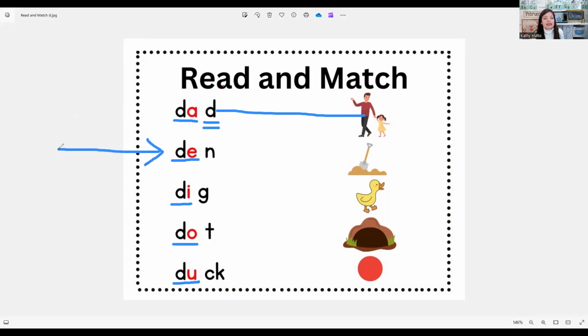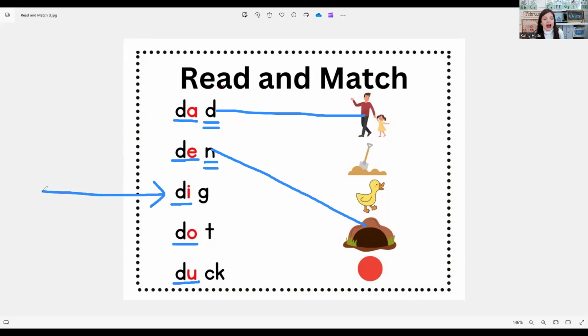D, E. D says D. E says eh, da. Let's put an ending sound, letter N. Den, den. Like a bear's den or a lion's den. Kind of looks like a cave.